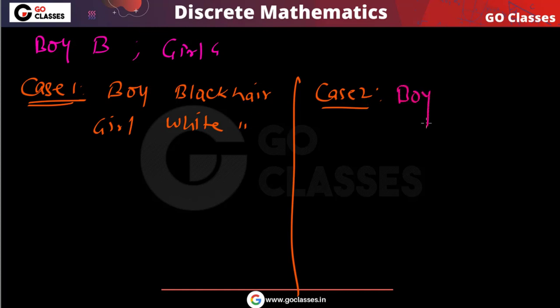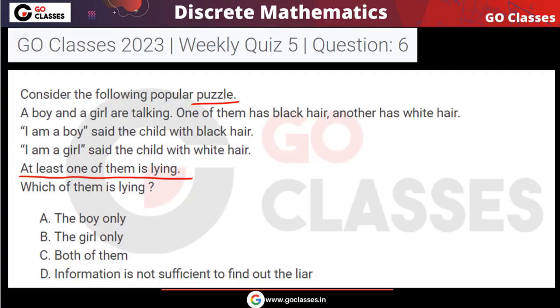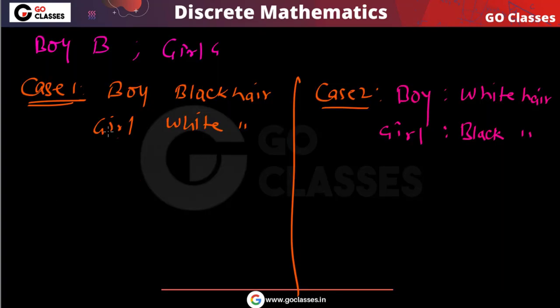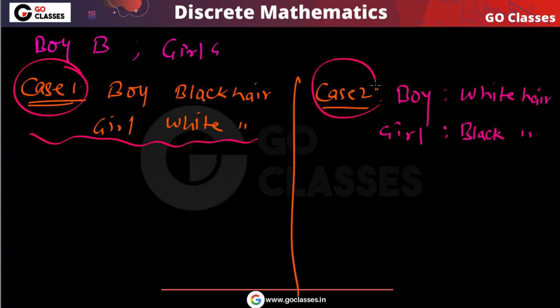I can say that in the first case the boy has black hair. In the second case the boy has white hair, and similarly the girl in the second case has black hair. Now let's see. The question is saying that at least one of them is lying. In this situation, remember, we are assuming that either this case is possible or this case is possible. Only one of them is possible.